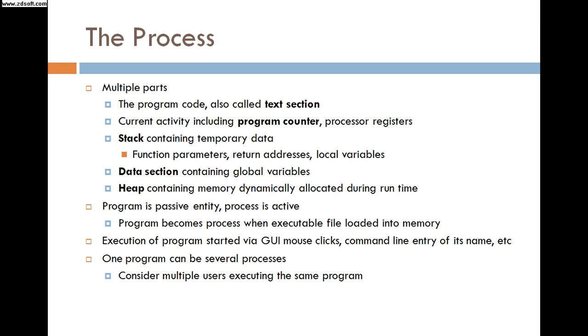Program counter is a processor register which holds the next instruction to be executed by the CPU, and the stack contains temporary data such as function parameters, return address and local variables. We can differentiate a program from a process. A program is a passive entity, whereas a process is an active entity, because the program counter indicates which instruction is to be executed by the CPU next. The program code is just stored in secondary storage.